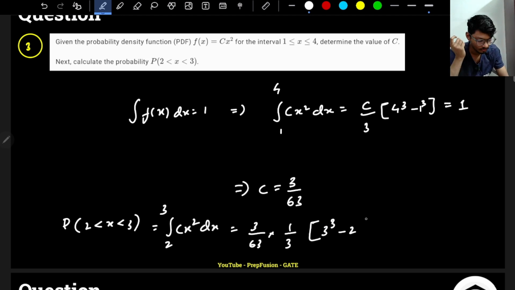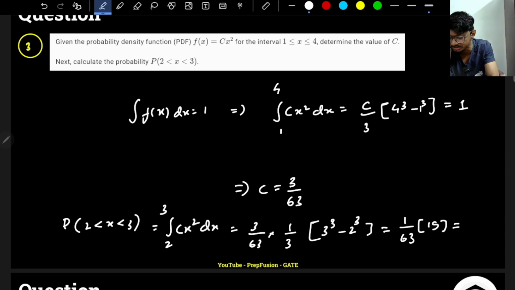So now if I solve it, this will be 1 by 63, 3 cube is 27, 27 minus 8 is 19. So this will be 19 by 63. I will just calculate 19 by 63. 19 divided by 63 is 0.31, so around 0.3, this will be your answer. 0.30 something. So this will be the answer for this question. Let's now move on to the next question.